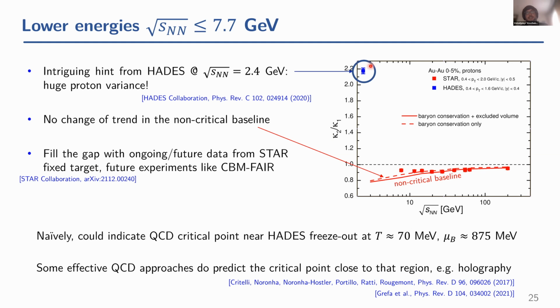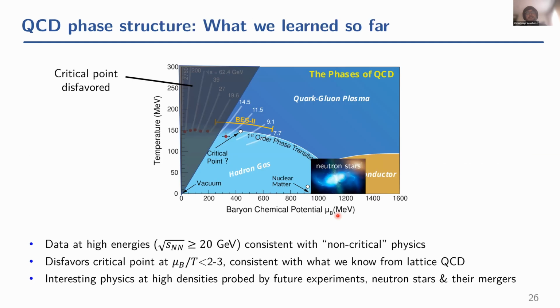If it is indeed the case, and this is what causes it, then this would indicate that the critical point could be located in the baryon-rich region of the phase diagram, close to the freeze-out conditions at HADES, which would be the following values of T and mu_B. Interestingly, some of the effective QCD approaches, based, for example, on holography, predict the possibility of a critical point more or less in this baryon-rich region of the phase diagram. But this is something which has to be studied with future experiments.